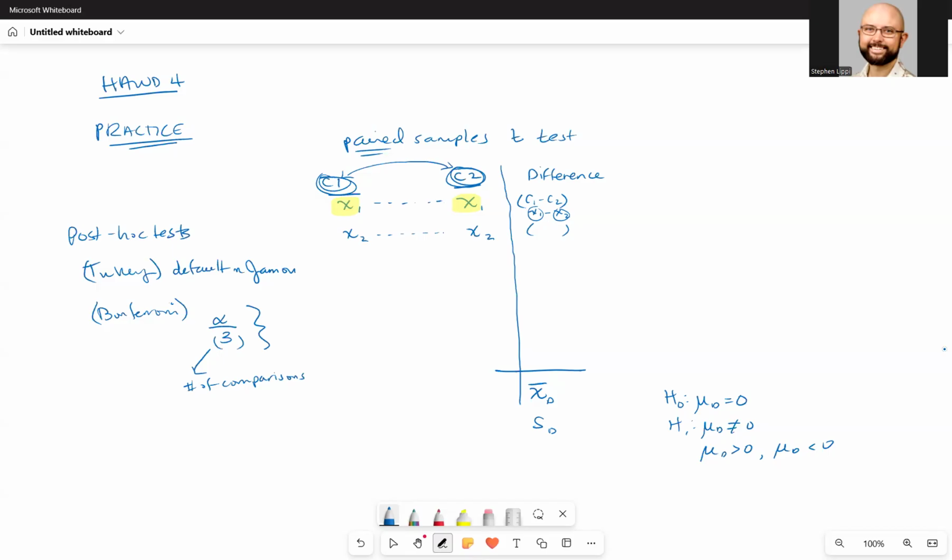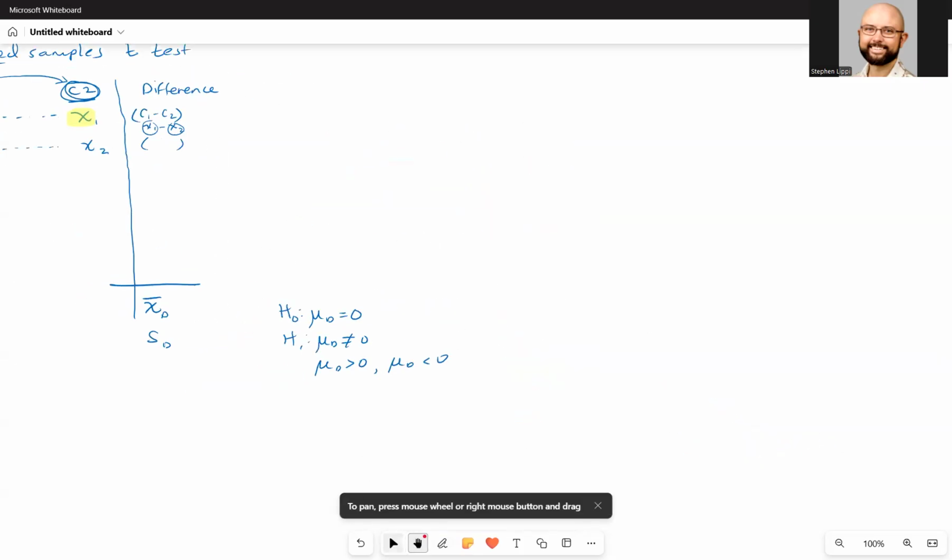Someone had a question on mean square variance. When we talk about mean square variance in the ANOVA summary table, we have our source, sum of squares, degrees of freedom, mean square, and F.